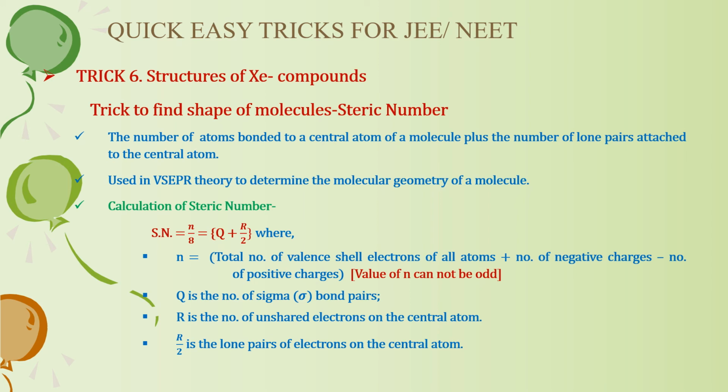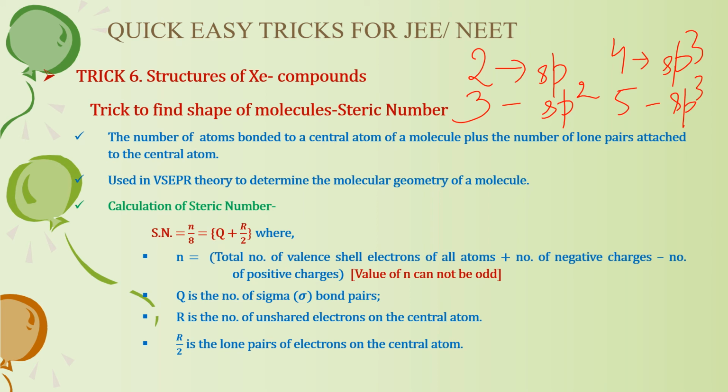If the steric number is 2, the hybridization is sp. If it is 3, sp2. If it is 4, sp3. If it is 5, sp3d. If it is 6, sp3d2. If it is 7, sp3d3. Correspondingly, for all these hybridizations, when they are all bonded pairs, we have the geometry. If lone pairs are present, the geometry will be the same, but the shape of the molecules will be different.